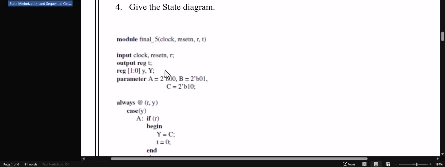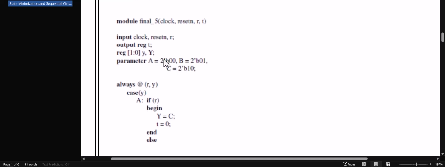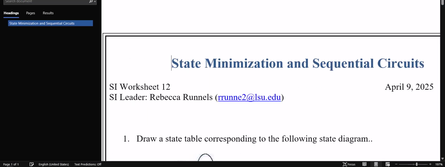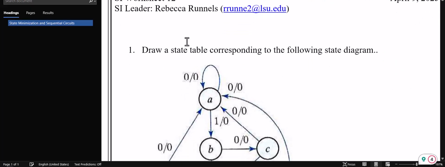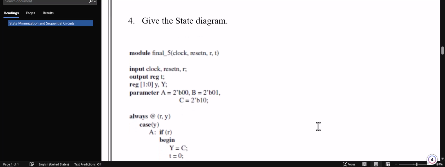So here it says we're supposed to give the state diagram. This is problem number 4. You can tell what your states are by your parameters. So this one has 3 states. So I have states A, B, and C. So I will draw 3 states.